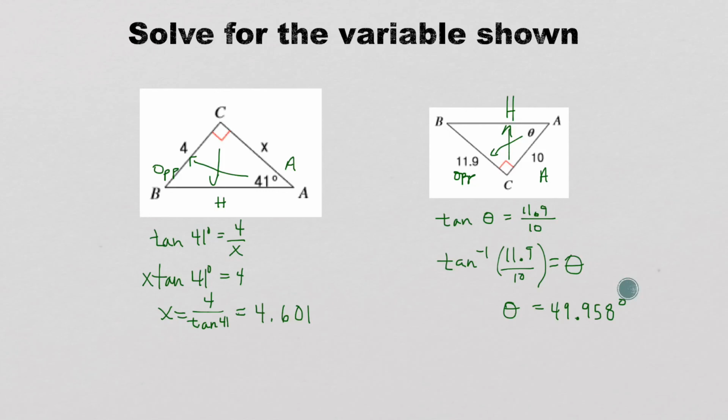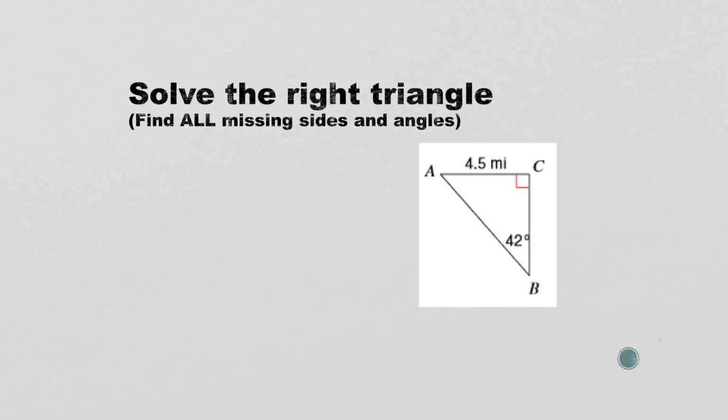Moving on, we will see. Now we're talking about solve the right triangle. So you're doing the same types of things, except now you have to find all missing sides and all missing angles. So we don't know the hypotenuse, so we'll call that h. We don't know this angle, so we'll call that little a. And we don't know this side, so we'll call that x. So we want to find a, h, and x.